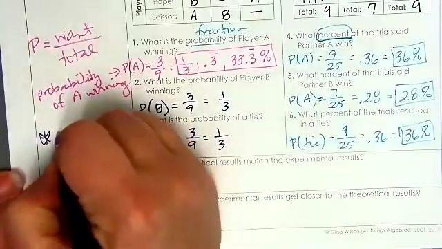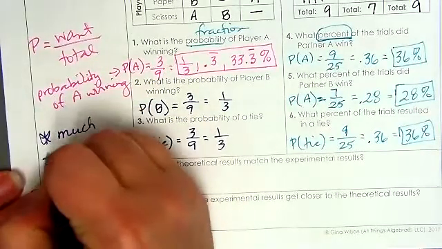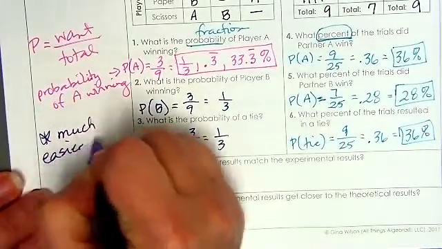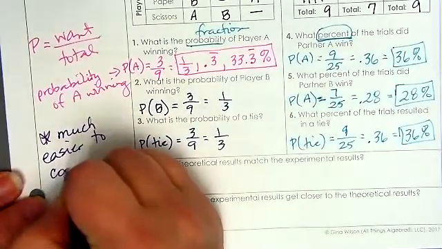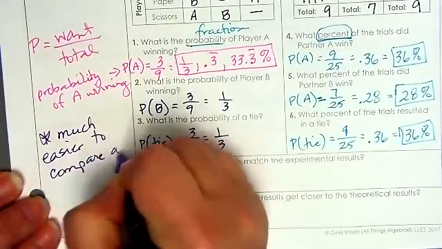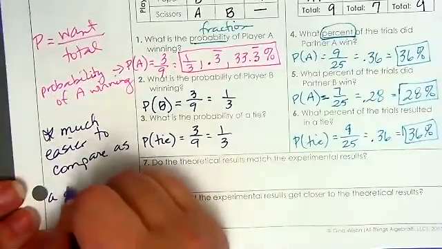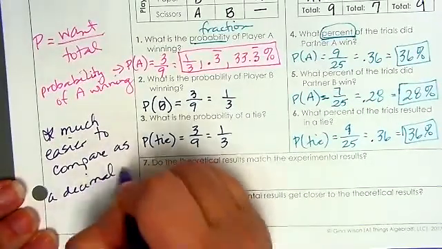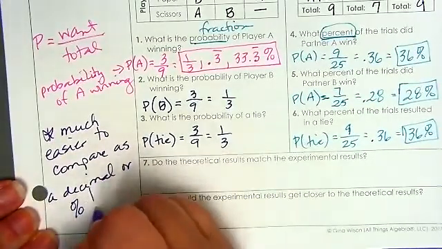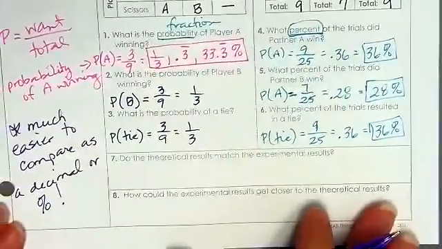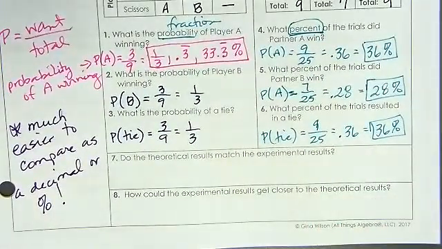It's much easier to compare as a decimal or percent. That's why you want to write it in all the different forms. Okay, so do the theoretical results match the experimental results?